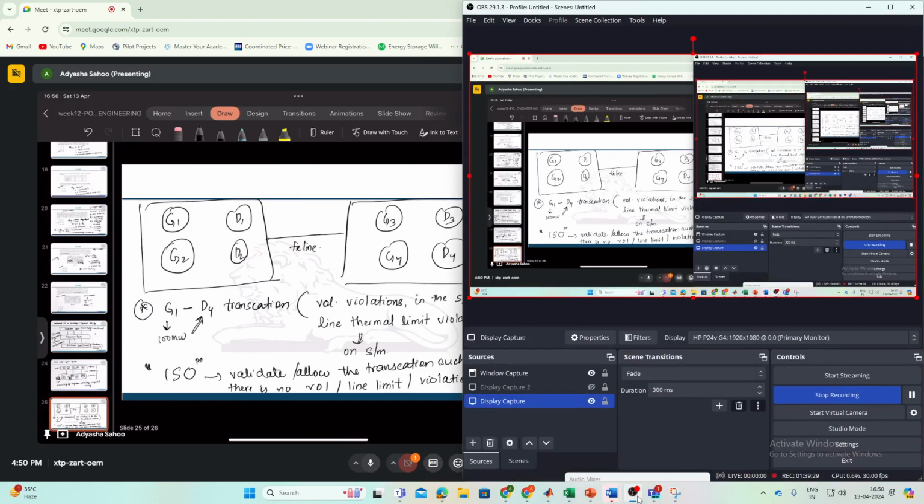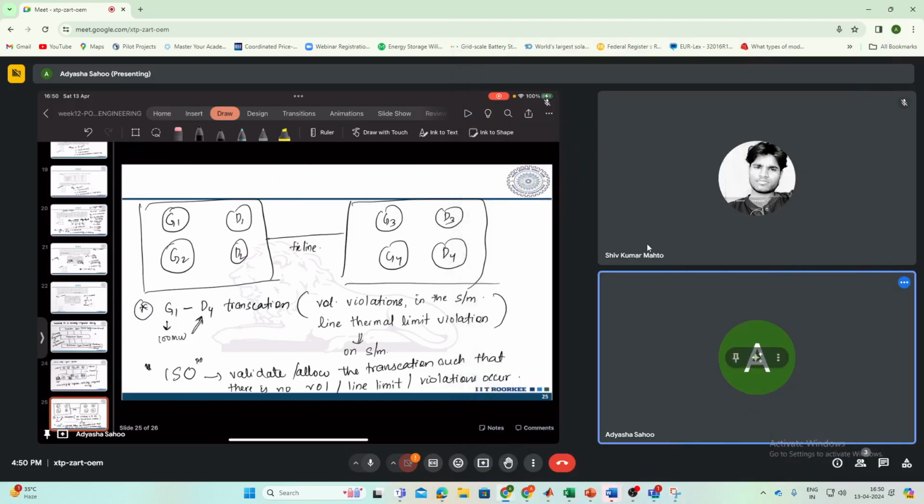Is this clear? If you have any doubt, you can unmute and ask.